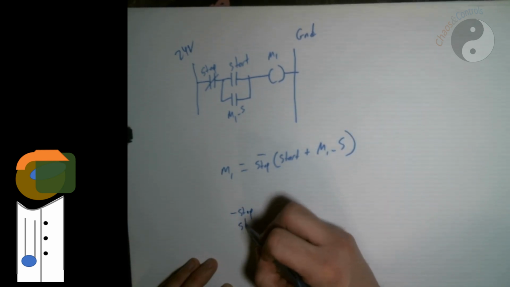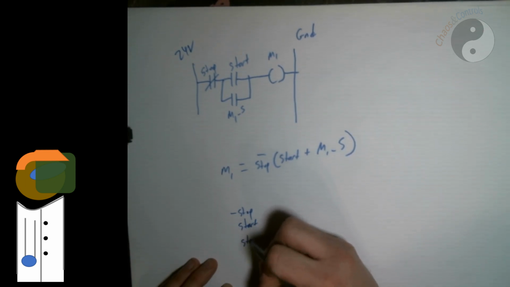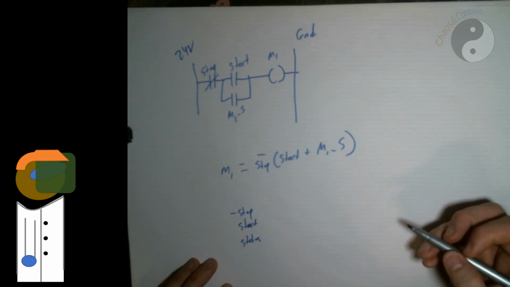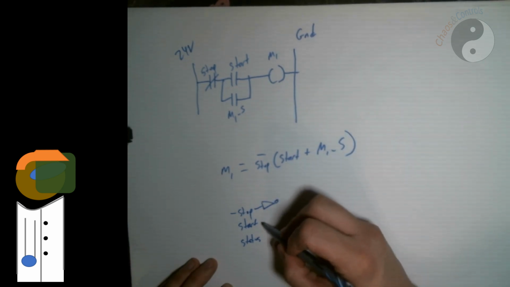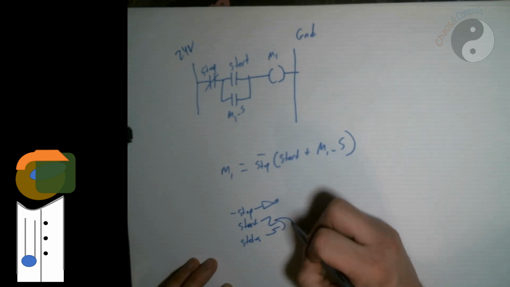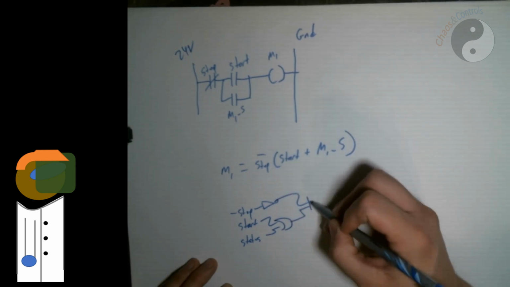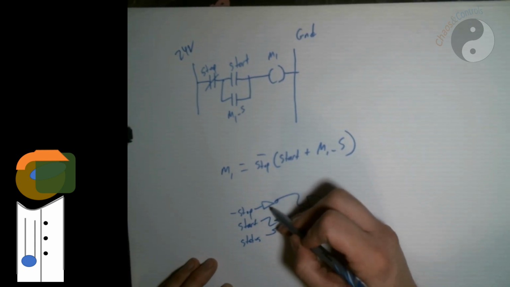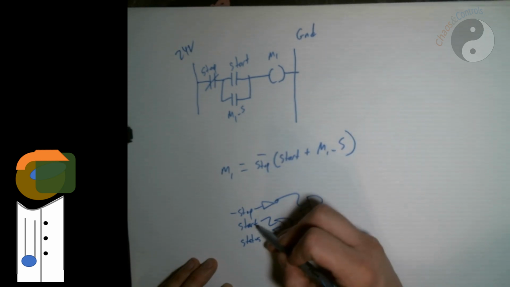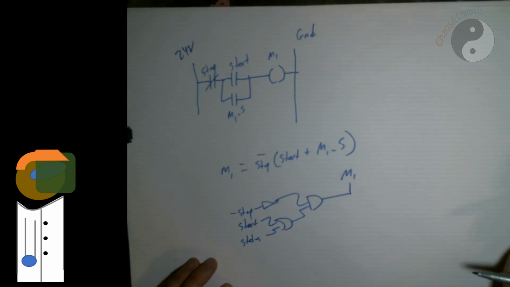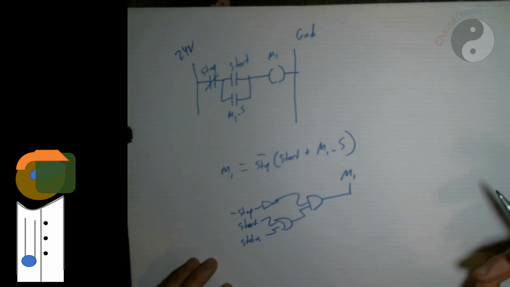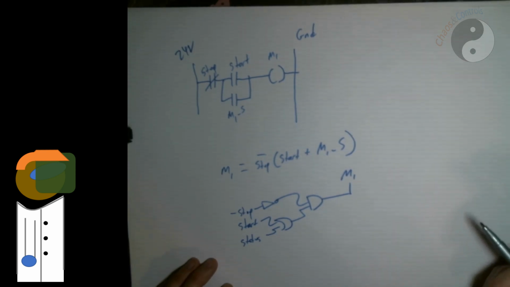Said another way, I have stop, start, and status. And if I have not stop, and either, I have stop not and start or status, I get M1. And so this all ties back into what we've been discussing about how there are multiple ways to show the same kind of logic in multiple methods.